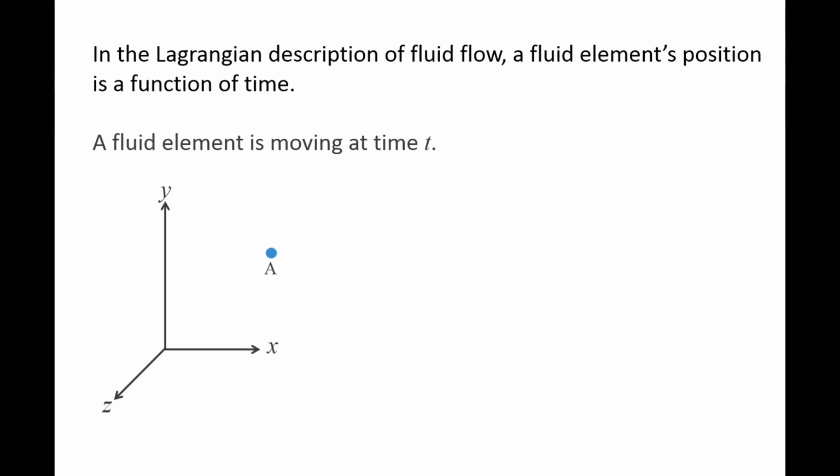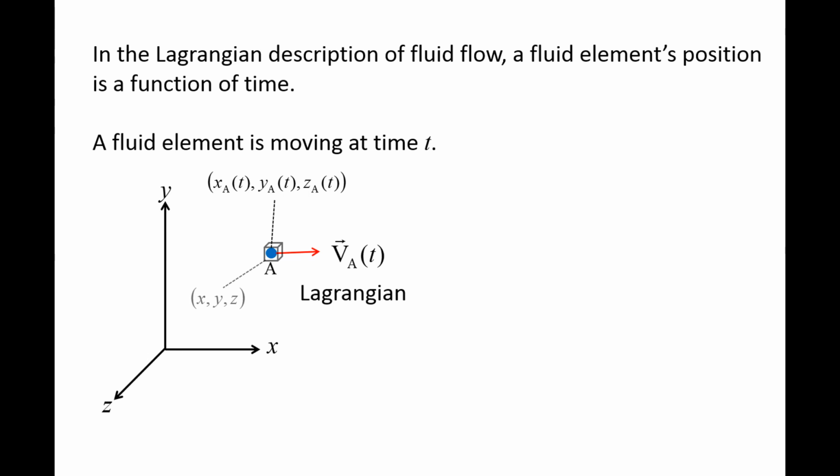Here we see a fluid element, labeled A, in a Cartesian coordinate system. From the Lagrangian viewpoint, the fluid element's current location is xa, ya, za. Since the fluid element's location can change in time, xa, ya, and za are functions of time. This means the velocity of the fluid element, va, can be thought of as just a function of time.